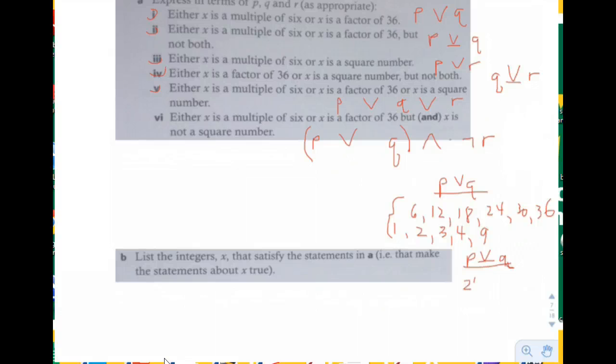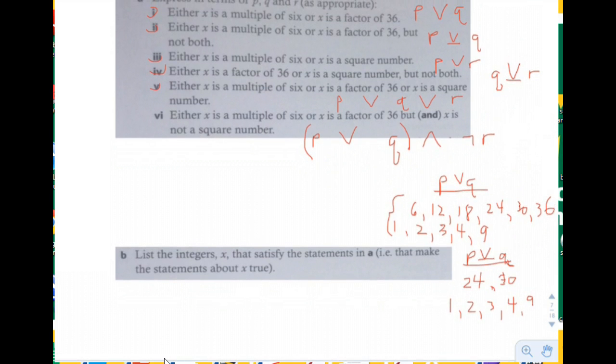So 24 satisfies P, but not Q. And 30 satisfies P, but not Q. And I think those are the two that satisfy P, but not Q. Now the ones that satisfy Q, but not P would be the ones that are listed here: 1, 2, 3, 4, 9. Okay? Let's see. The next one would be P or R.